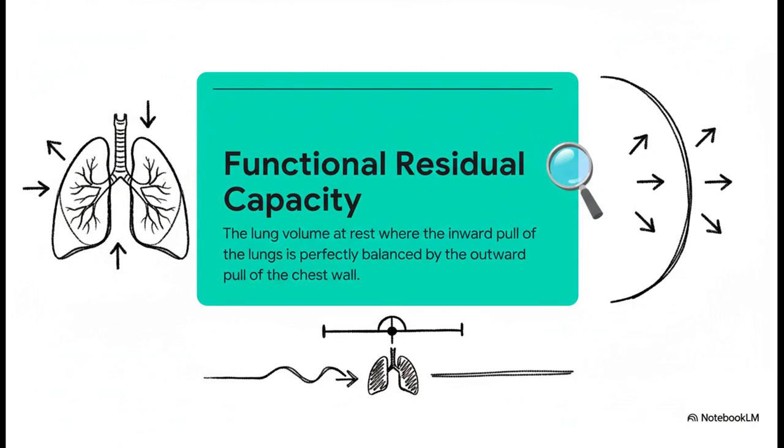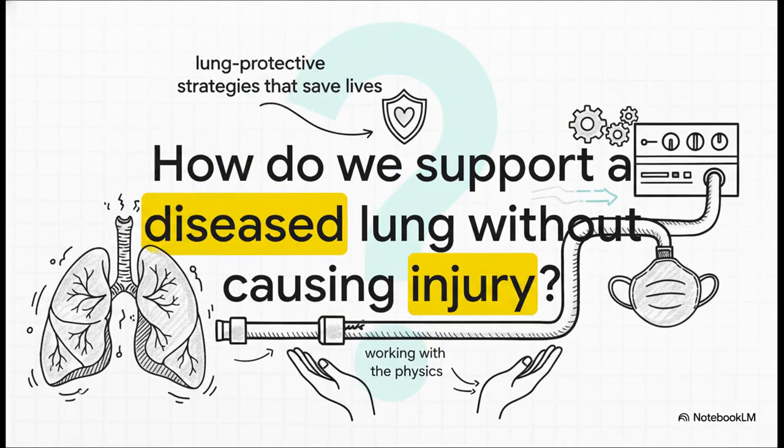The volume of air in your lungs at that moment, right at the end of a normal, quiet exhale, is called the functional residual capacity, or FRC. It's the point where the total recoil of the whole system is exactly zero. And this brings us right to the heart of the clinical challenge. When you have a patient whose lungs are either way too floppy or way too stiff, how do you use a ventilator to support them? How do you give them the breath they need without causing more damage? A deep understanding of these mechanics is absolutely essential for designing ventilation strategies that actually protect the lung and improve a patient's chances.